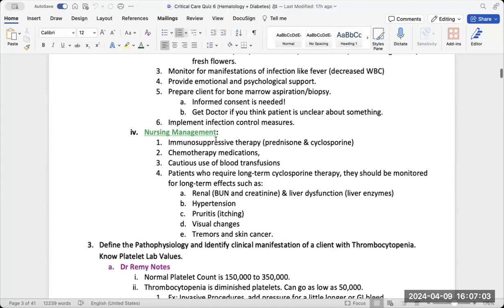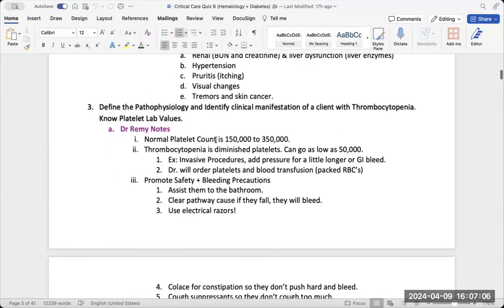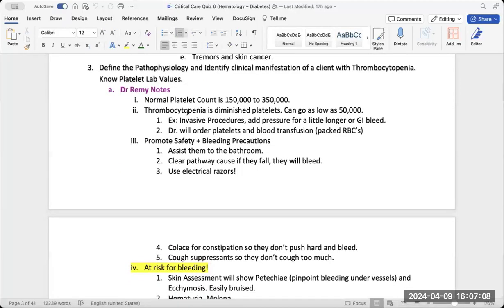Okay, so the next question is to define the pathophysiology and identify clinical manifestations of thrombocytopenia and know platelet lab values. So, what is the normal platelet count value? 150 to 350. Sometimes they say 150 to 400, but it doesn't matter if we don't know the higher number because we're talking about thrombocytopenia. Anytime we see the word penia at the end, we're talking about something that's going to decrease. So thrombocytopenia means the platelets are decreasing.